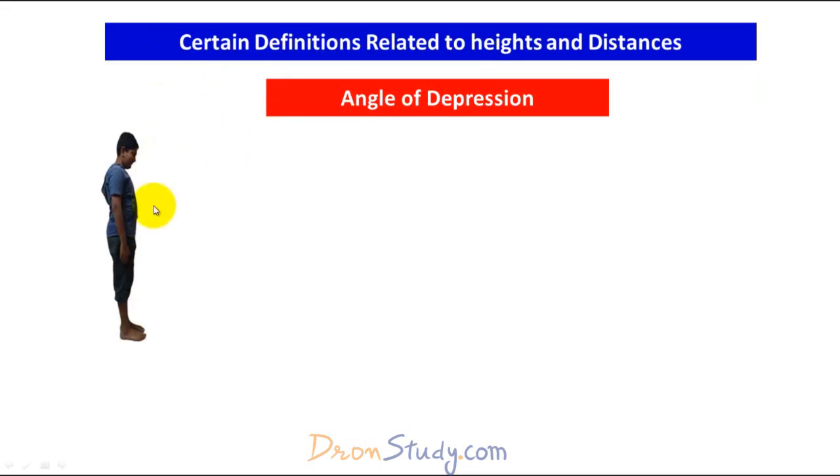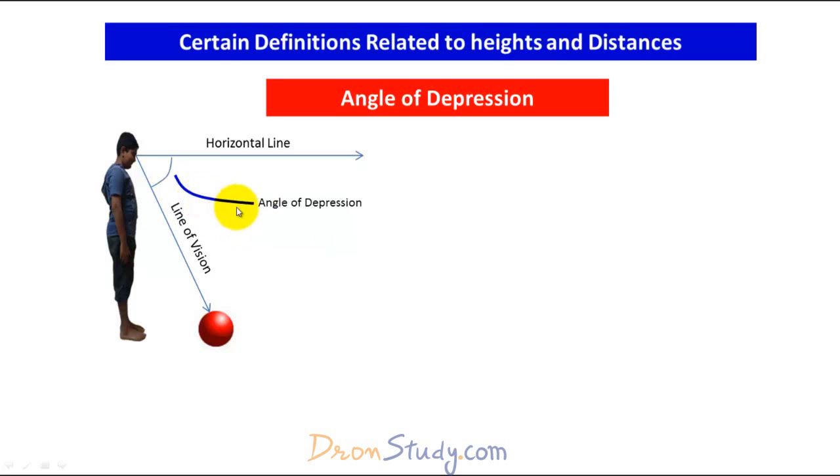So here is a boy standing on the ground and there is a ball on the ground, and this is the horizontal line. This line is parallel to the earth's surface and passes through the eye of an observer. If this boy is looking at the ball lying on the earth's surface, then this line is called the line of vision, and the angle formed by this horizontal line and the line of vision is called the angle of depression.